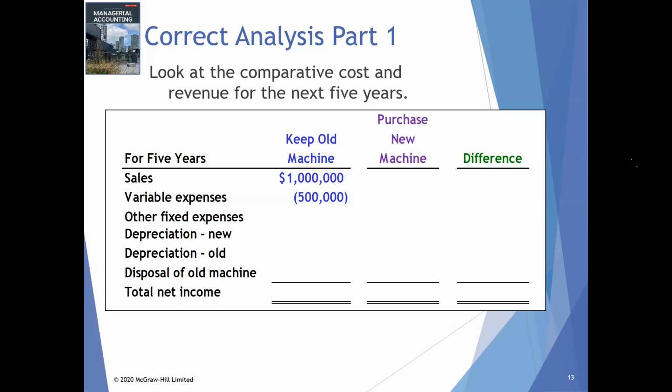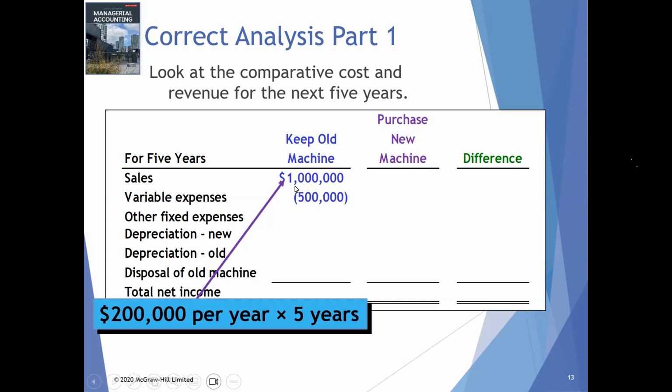First of all, we see that we have 1 million here, right? It means $200,000 per year is a sale, and we know that this machinery will last for 5 years. It means the life of the machine is 5 years. $200,000 sales every year multiplied by 5 years is equal to 1 million. This is the sale that we can see if we are going to keep our old machines.